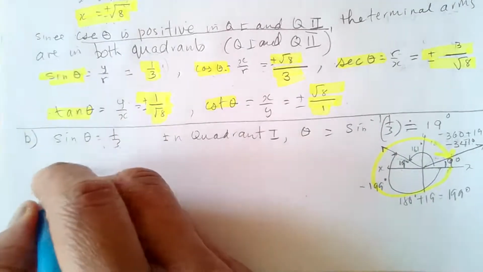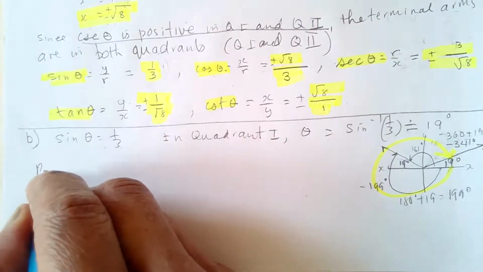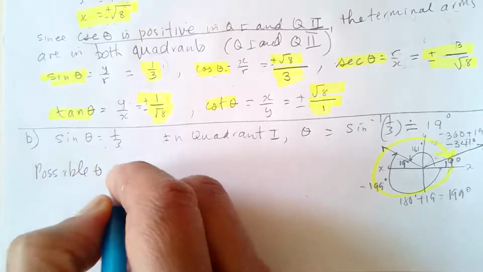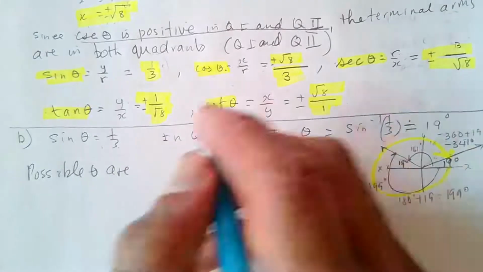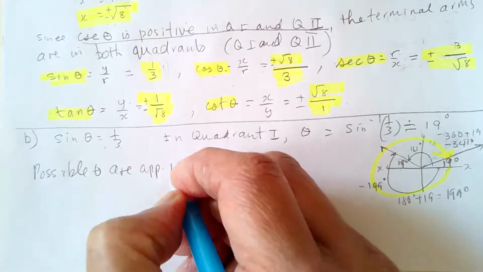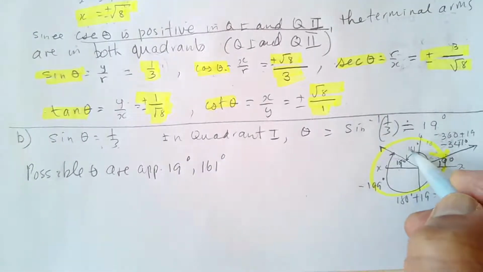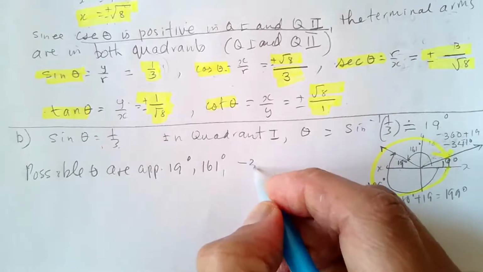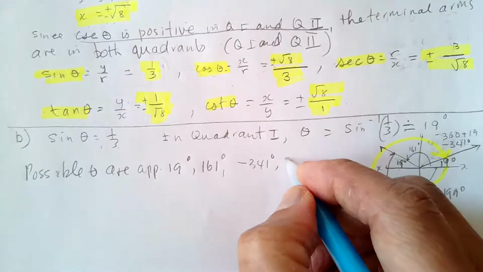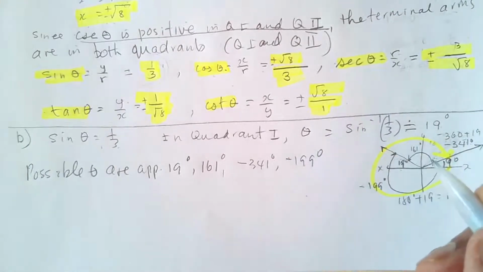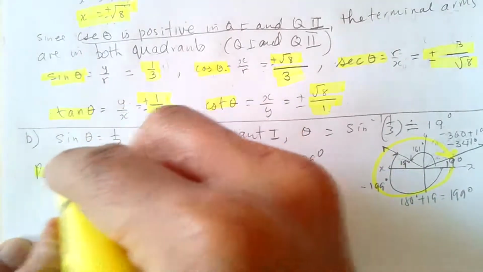So we can conclude the possible theta or angle are, because we use an approximation here, approximately 19 degrees, 161 degrees. We got that here. We have -341 degrees. And the last one, -199 degrees. So these are your possible angles.